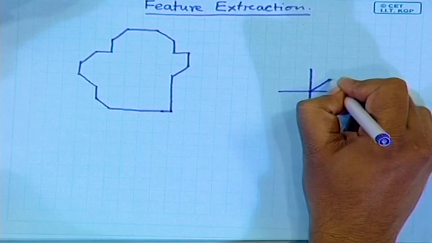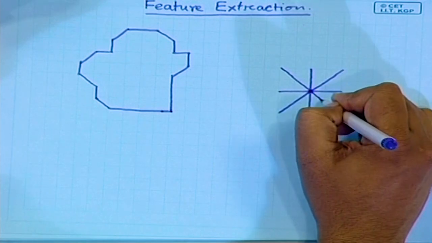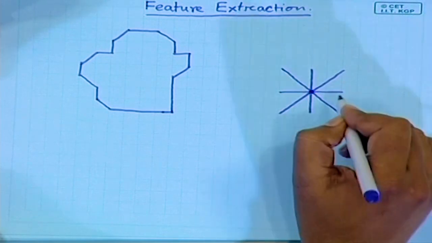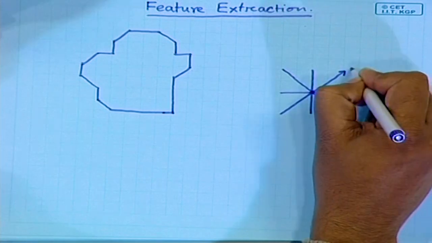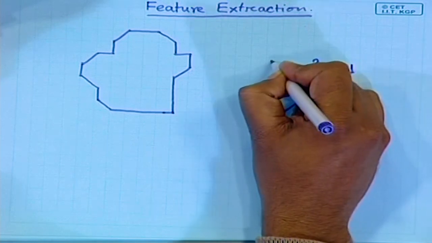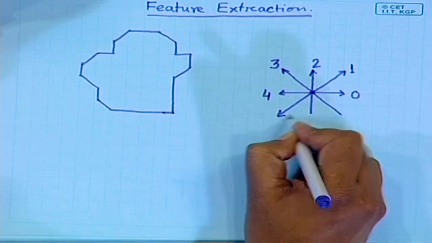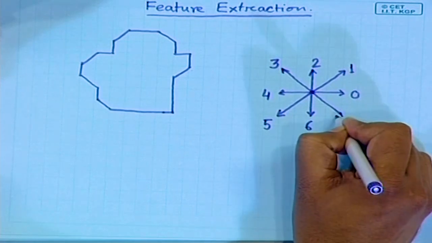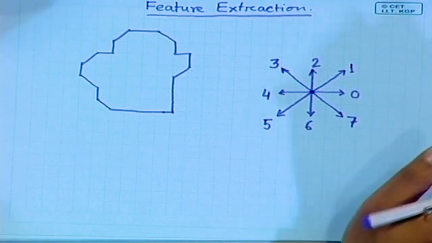So, these are the different directions of the line segments which are used to piecewise linearly approximate the given arbitrary boundary, and this direction we took as 0, this direction we took as 1, this direction we took as 2, 3, 4, 5, 6 and 7. So, these are the 8 different directions which are used to form the chain code.